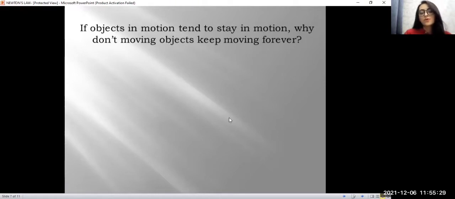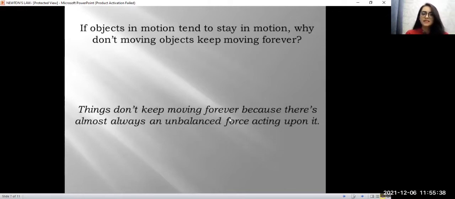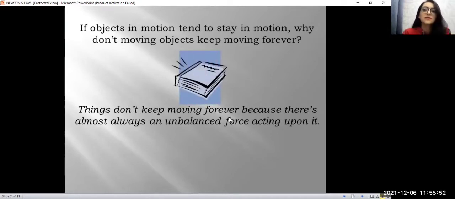If objects in motion can stay in motion, why don't moving objects keep moving forward? Things don't keep moving forward because there is almost always an unbalanced force acting upon them. So look at the photo. This is a book. A book sliding across a table slows down and stops because of the force of friction.